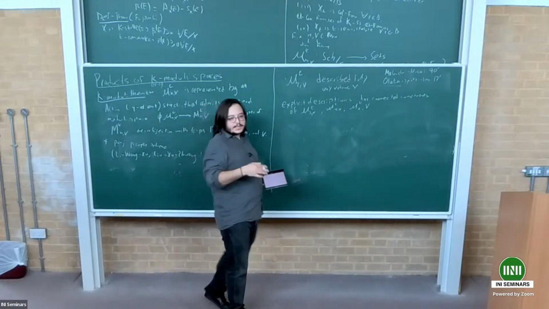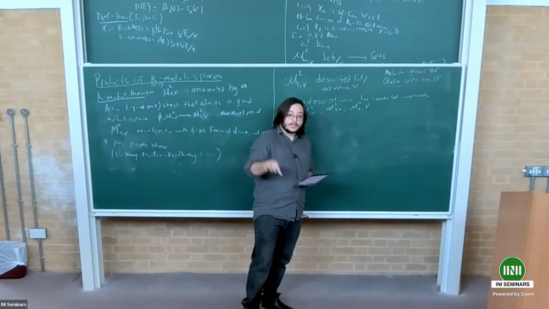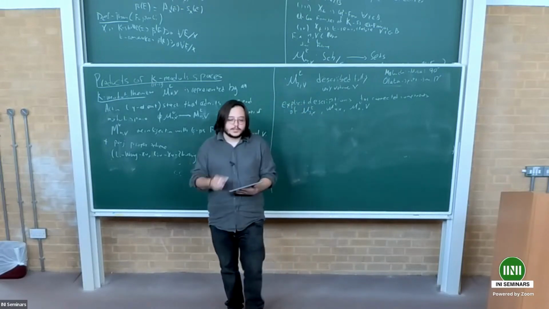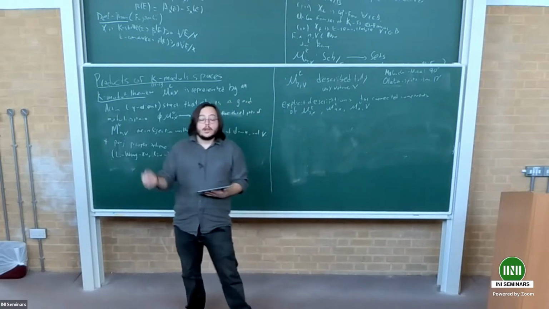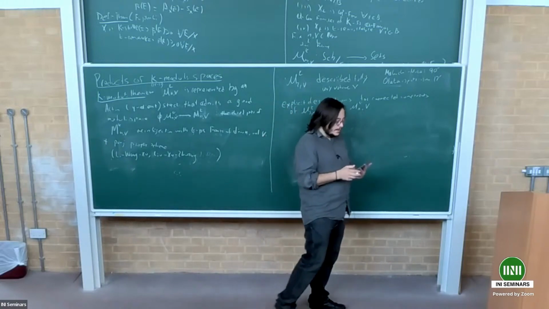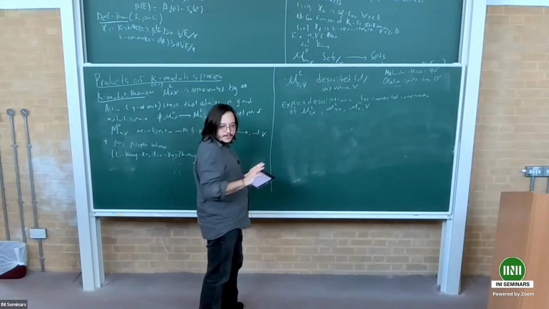Because again, as I mentioned before, in most of these cases, the way you do this is by relating it to some GIT quotient, and you either show that it's isomorphic to the GIT quotient, in which case you know the stack structure, or you show it's a modification of the GIT quotient, like a stacky blow-up or something like that. So in all these cases, you know the stack structure.